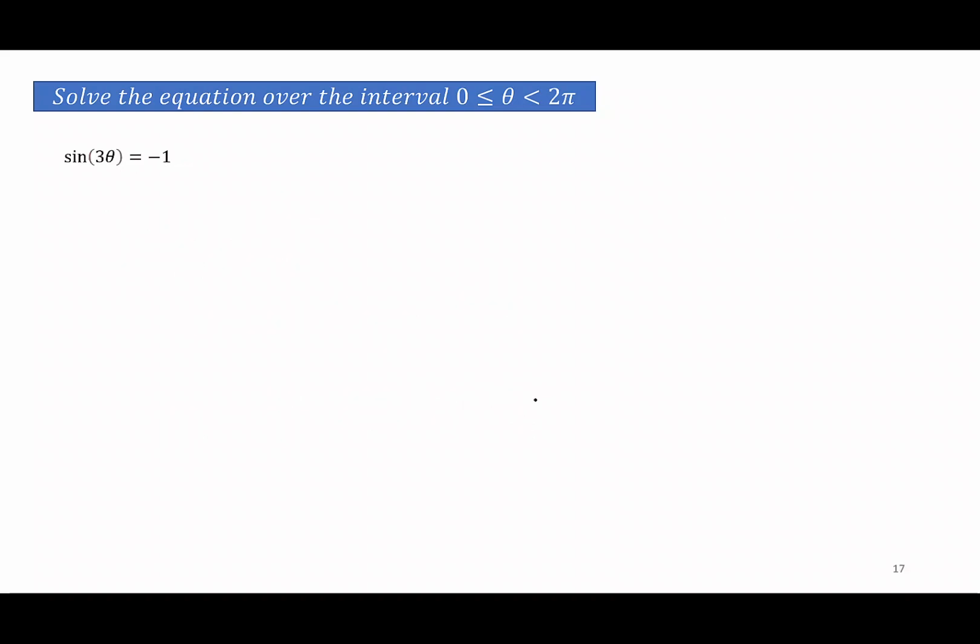Next, we're going to solve sine of 3 theta is negative 1. This one's a bit different because we don't just have theta, we have 3 theta. So I really want you to pay attention to what's going to happen to our solution. I don't have anything to move around. All I need to do is say sine inverse of negative 1 is equal to 3 theta.